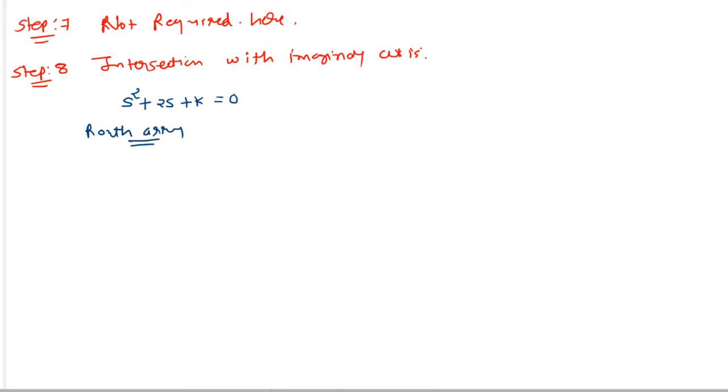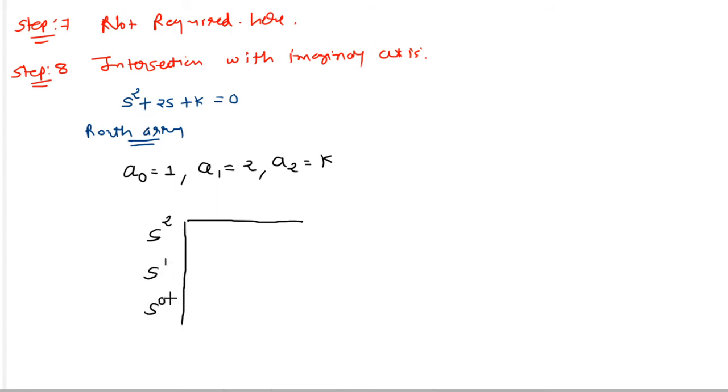Now comparing this characteristic equation with the standard equation, we can write a0 equal to 1, a1 equal to 2 and a2 equal to k. Now by Routh array, I am writing s square, because that is a second order characteristic equation, s raised to 1, s raised to 0. For s square, a0 and a2 come, so I am writing 1 and k.